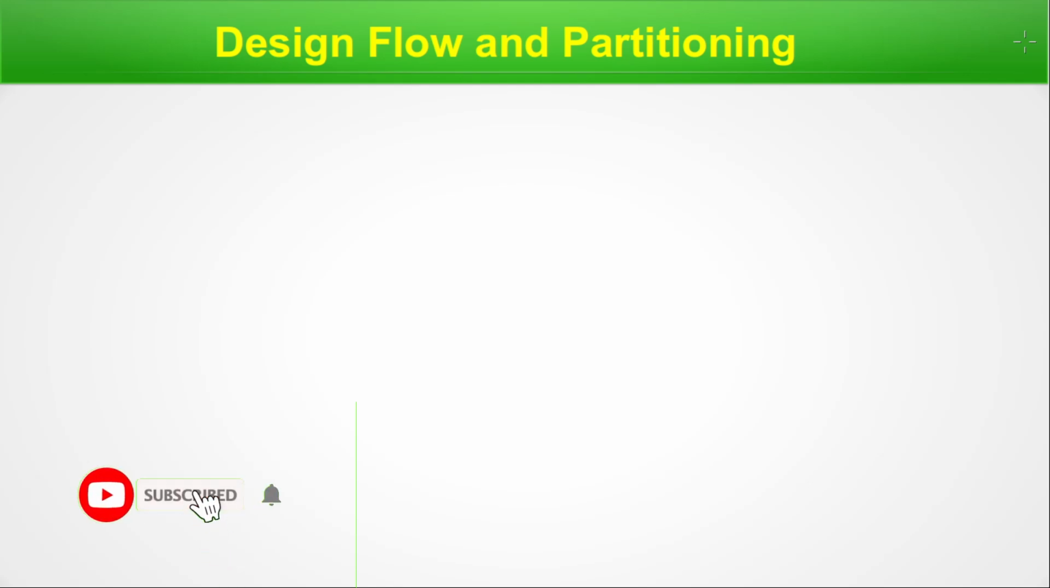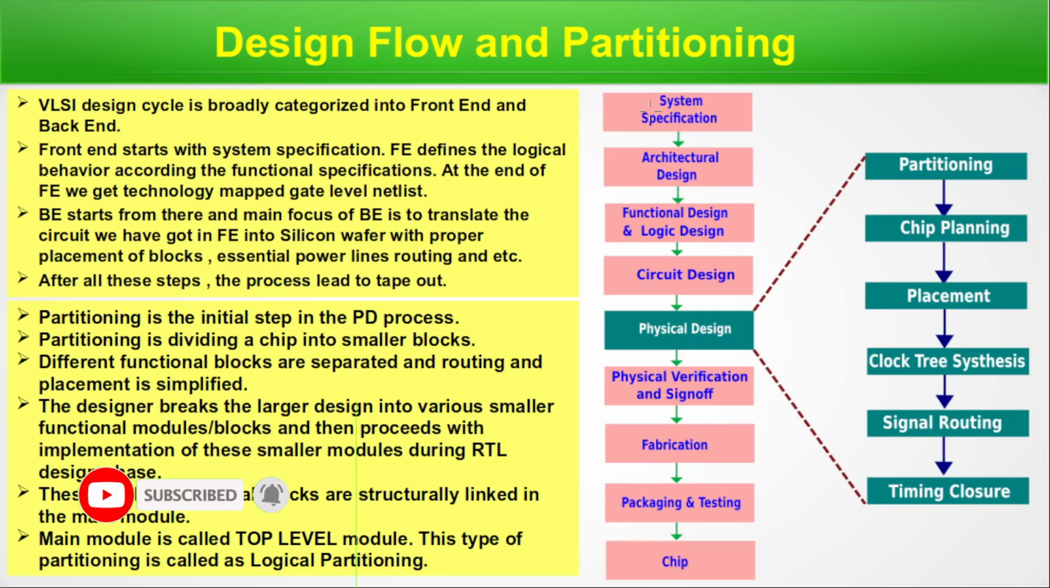Design flow and partitioning. This is the VLSI design flow that starts from system specification, then architectural design, functional and logic design, circuit design, and here the front end ends. Now physical design, that is basically the back end, and physical design is not a single step. There are multiple steps like partitioning, chip planning, placement, clock tree synthesis, signal routing, timing closure. Once everything is done satisfactorily, that moves to physical verification and sign off, and after that fabrication, packaging and testing, and finally the physical chip comes to the customer's hand.